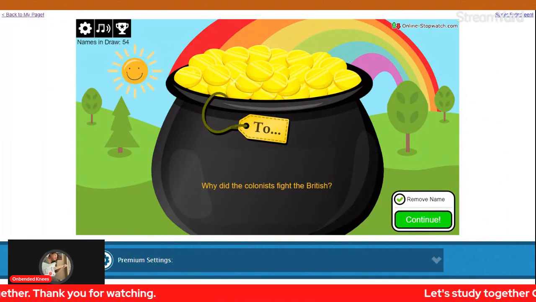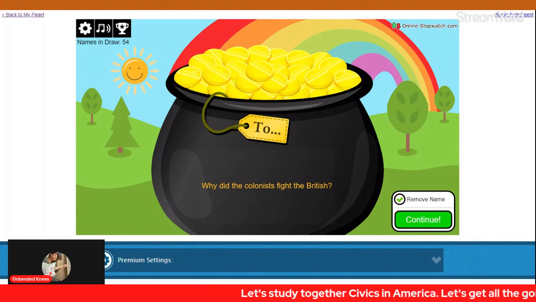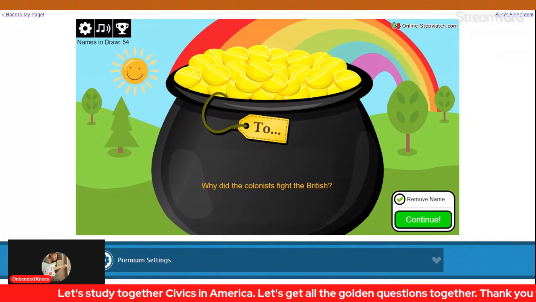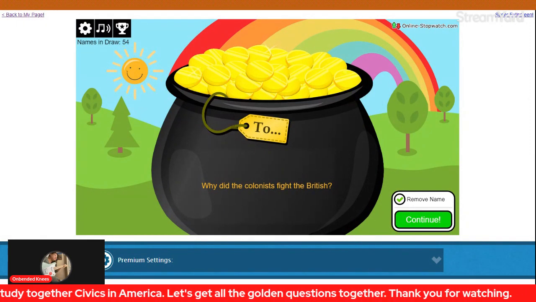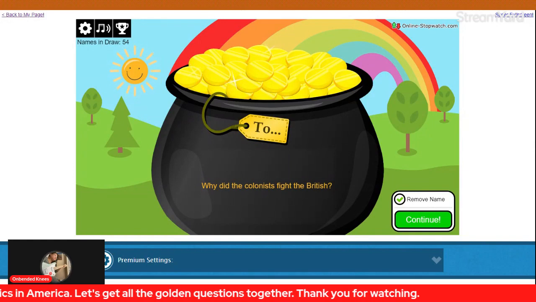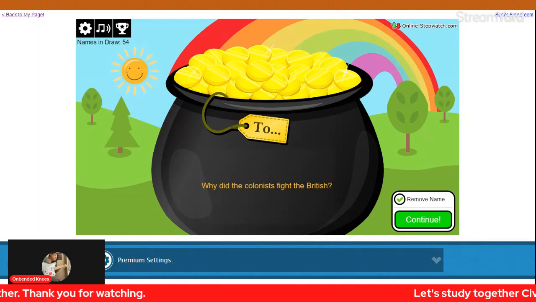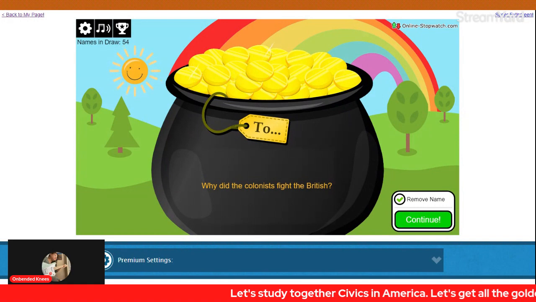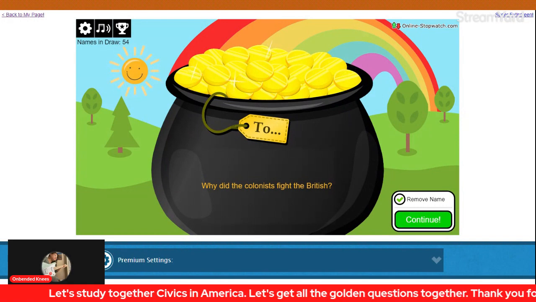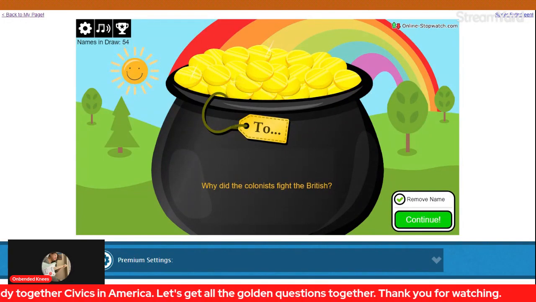Why did the colonists fight the British? Because of high taxes without representation, because the British Army stayed in their houses, boarding, quartering, because they didn't have self-government. That's why the colonists fought the British.